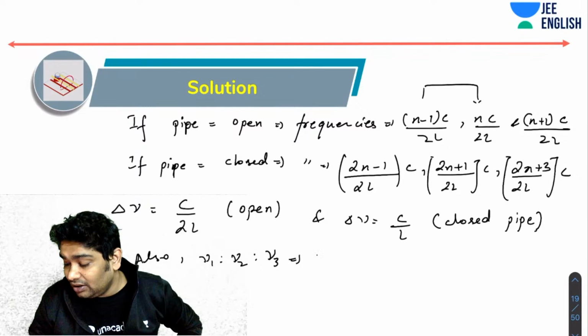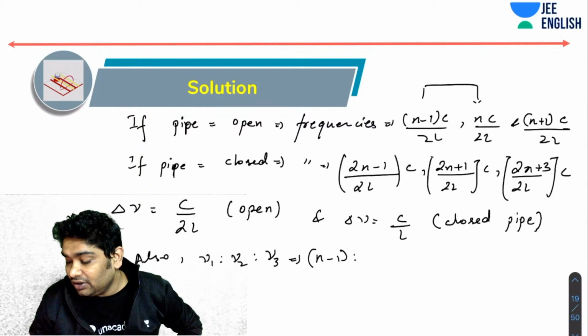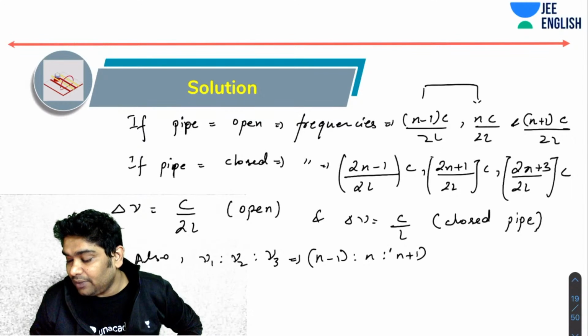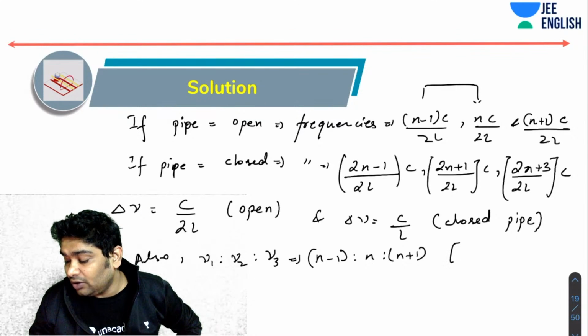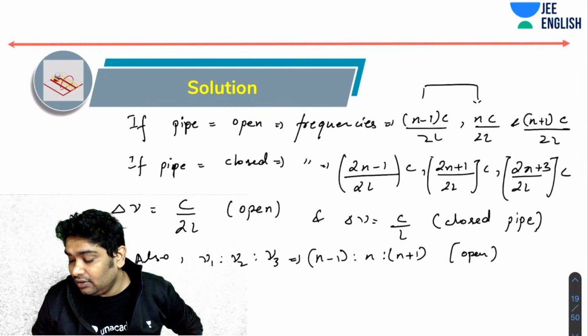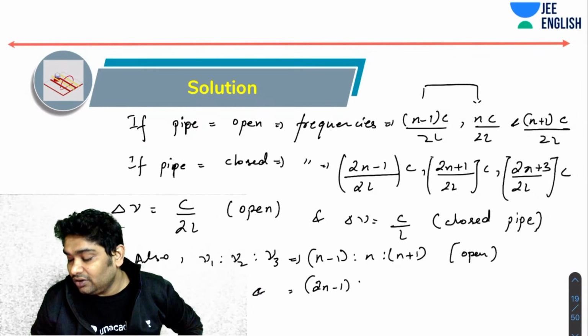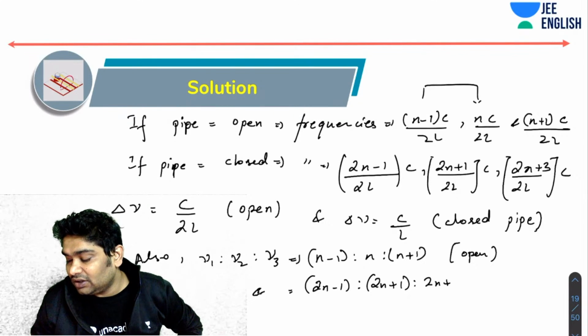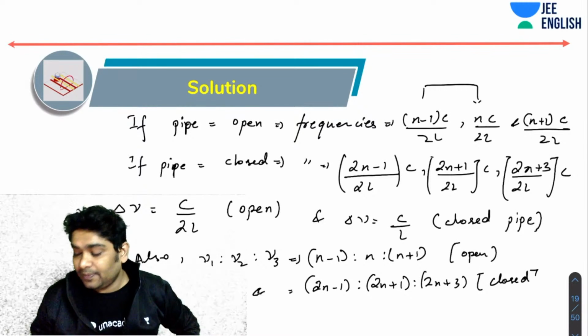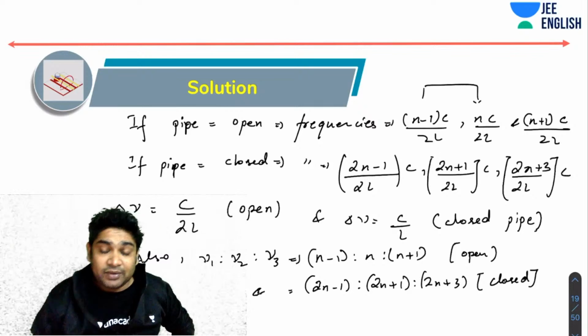That would have been n minus one is to n plus one for an open pipe, and this should have looked like 2n minus 1 is to 2n plus 1 is to 2n plus 3 for a closed pipe, correct? So this is the information that I have.